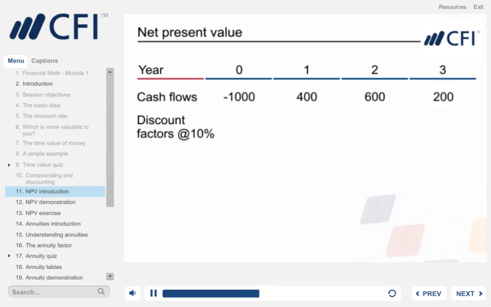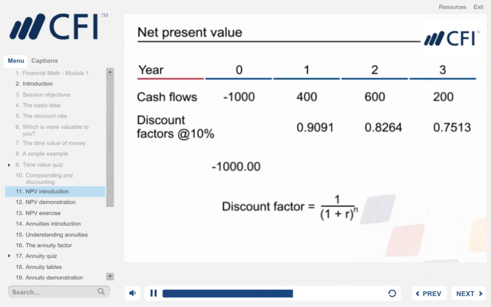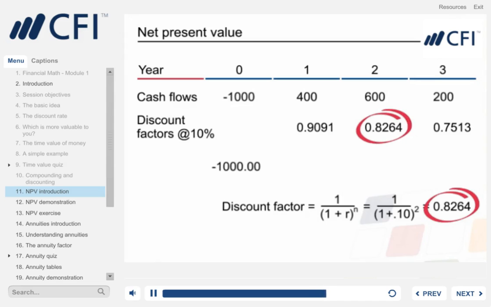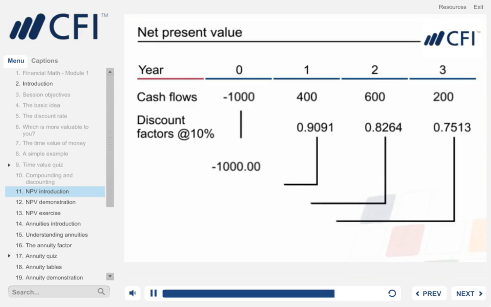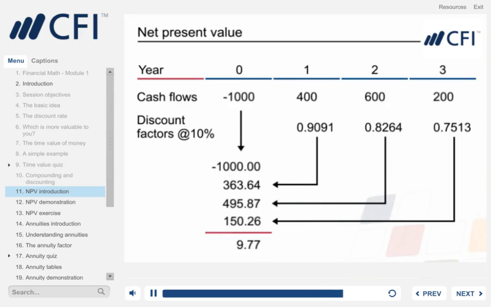The net present value, or NPV methodology, sums the present value of the initial investment which is minus 1,000 as it is cash we are spending, and the present values of all the future cash flows. We can see the calculation of the year 2 discount factor, that is, 1 divided by 1 plus the discount rate of 10%, all to the power of 2. To get the NPV, we add all the present values together. If the NPV is positive, the project is profitable. If it is negative, the project is unprofitable. In this example, the NPV is positive, so this project is indeed profitable.